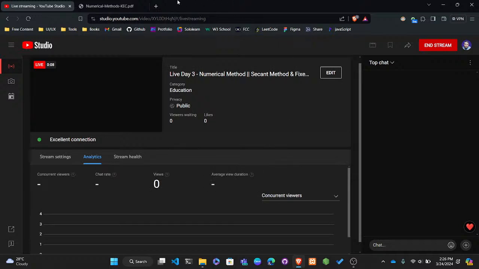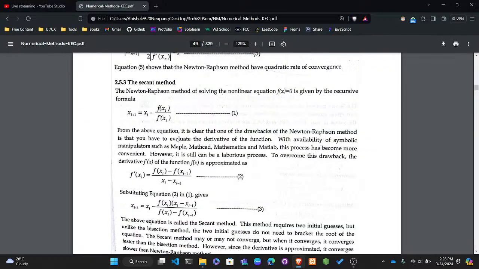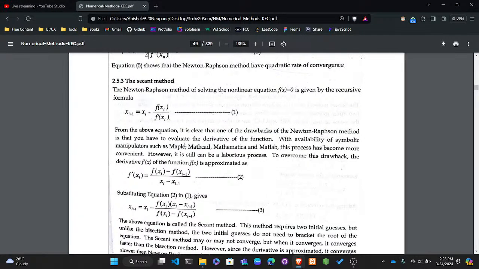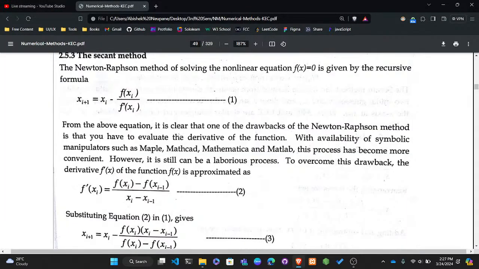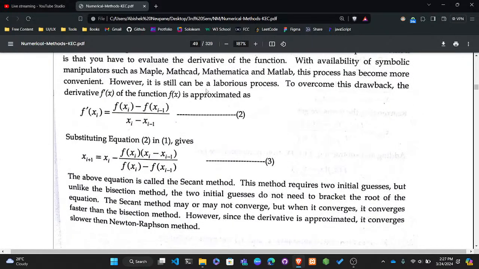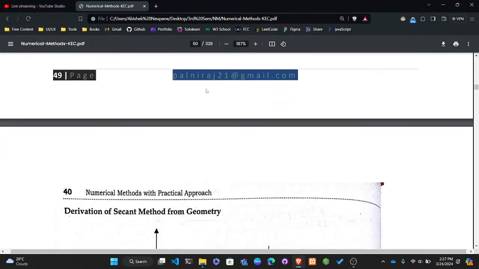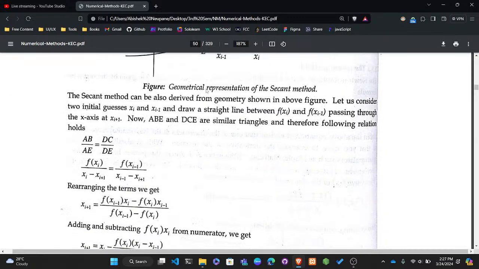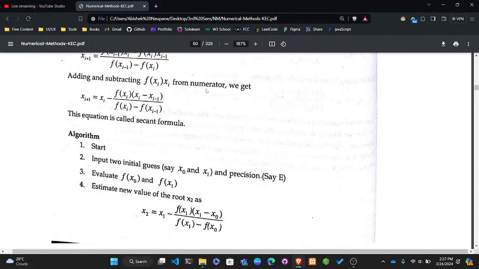So today I'm going to start this secant method solving in a C program. We already know about the Newton-Raphson method, which is nothing but subtracting from the first term the function of that term divided by the first derivative of that term. Let's look at the algorithm of the secant method.